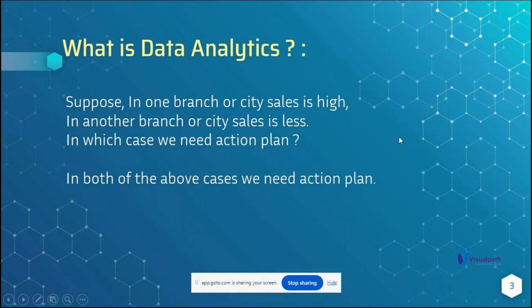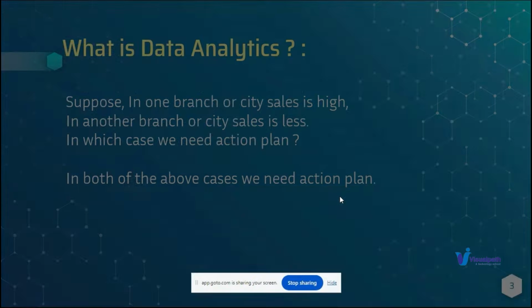So if sales is more, what do we have to do? We need to increase the stock so that we will get more business and more profits. When sales is less in a branch, we have to try to improve the sales by giving offers, discounts, free gifts, something. Okay. So in both cases, we need planning. Are you understanding?